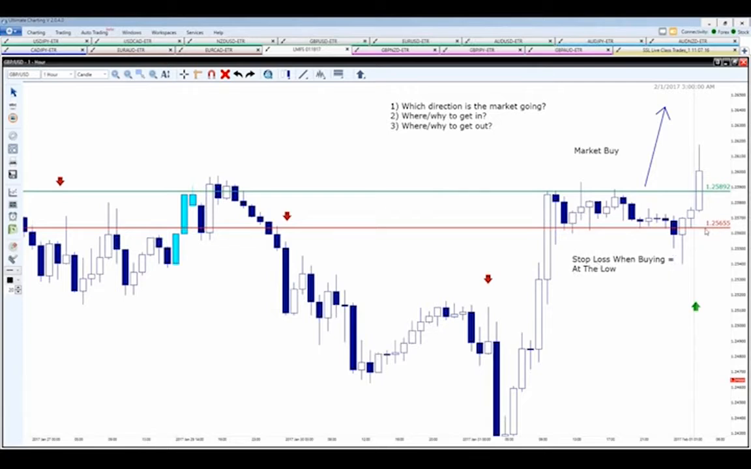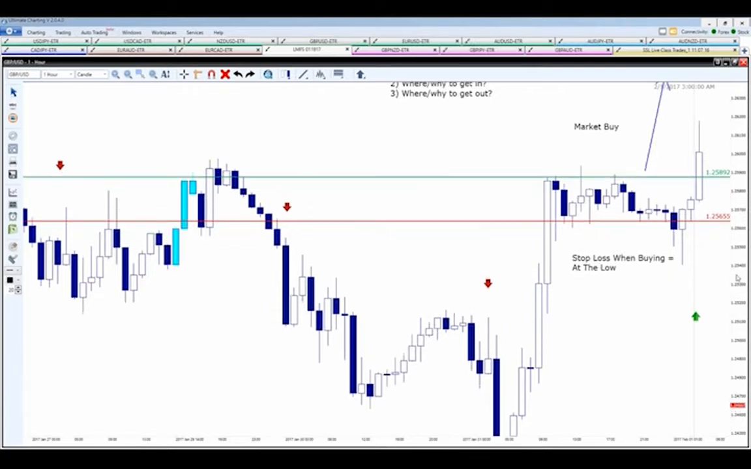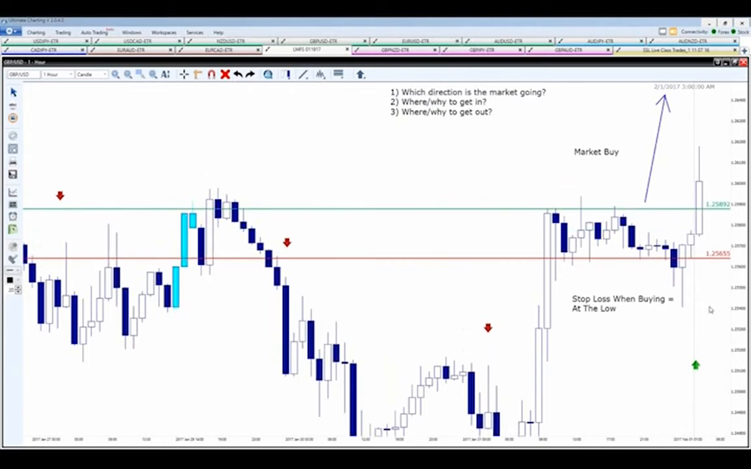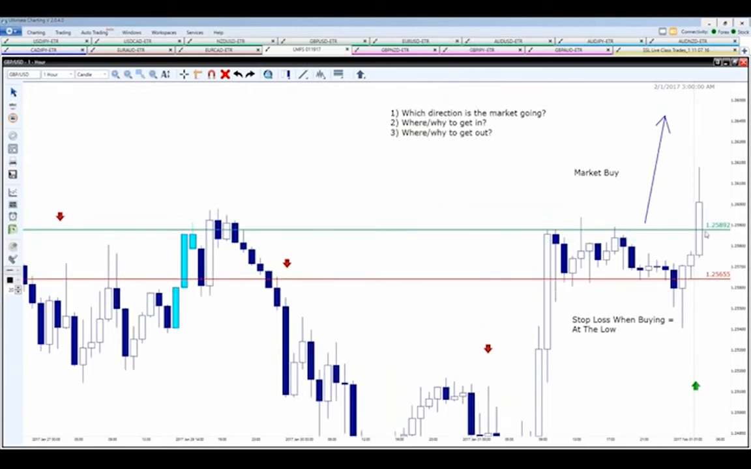Now what this does is this can protect us. In fact, let's zoom in here just a little bit more. What the stop loss is going to do is that means if the market goes against us, let me show you here. I'm pulling out my measuring tool here. On this trade, we are risking 23 pips. So our risk is 23 pips. So we've answered number one, which direction is the market going? Number two, where and why to get in. Now we need to answer where and why to get out.